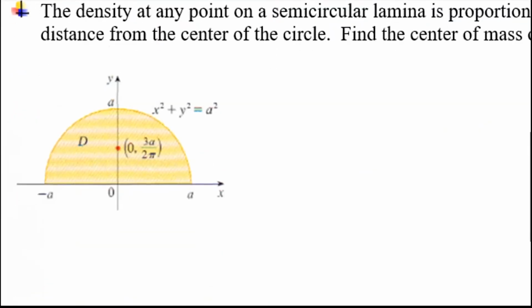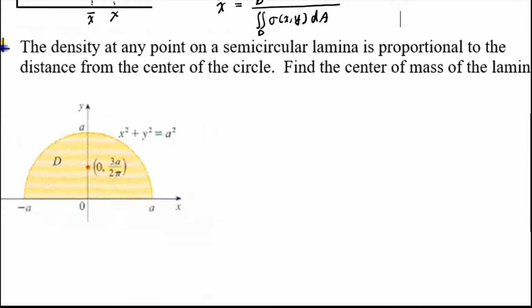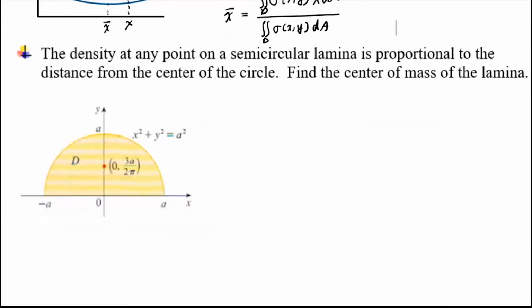Okay, we'll take an example. So we have this thingy. And the density of this lamina, the only thing we know is that it's proportional to the distance from the center of the circle. Wow, how do we even do this? So our density function, which is sigma of x and y, is proportional to some k. And what's the distance from the origin? Would that be the square root of x squared plus y squared? Say yes. Okay.